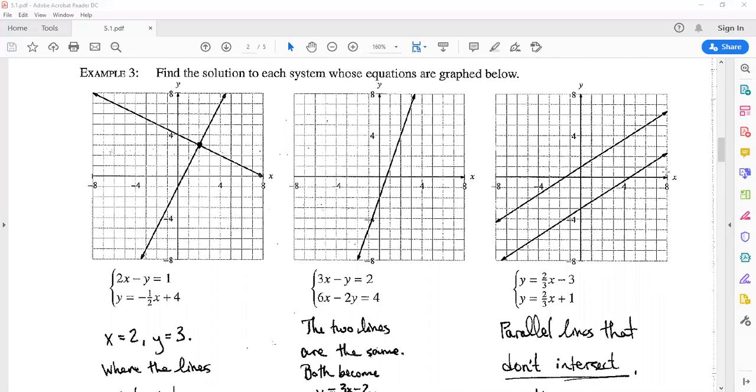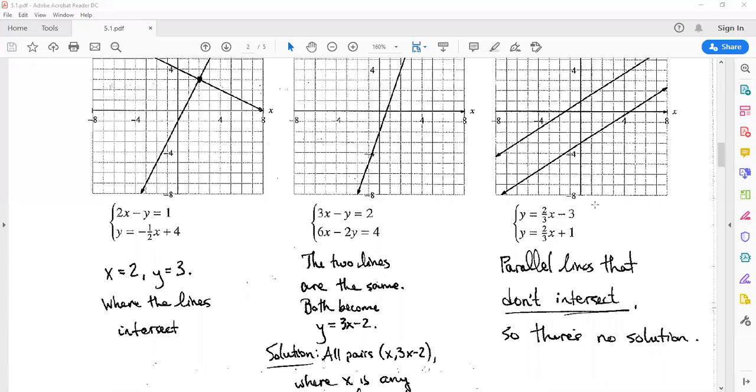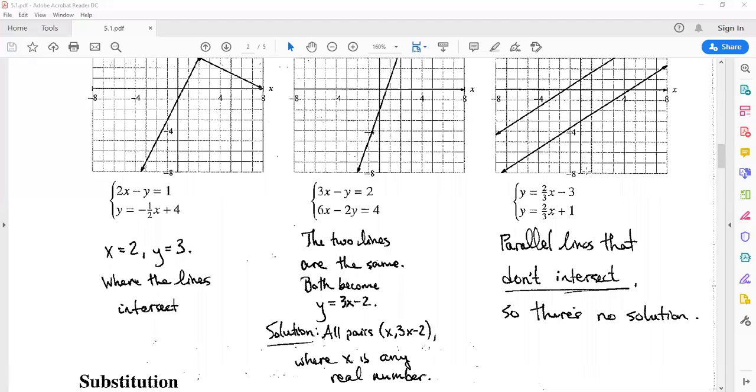Okay, in this last example here, it looks like we have two lines with the same slope, but with different y-intercepts. Okay, so these are two parallel lines then, and since they are not the same line, they will not intersect since they are parallel. So these two lines never intersect each other, so there will be no solution to this system of equations. Okay, there is no place where these two lines meet.